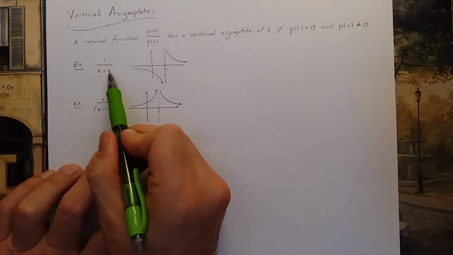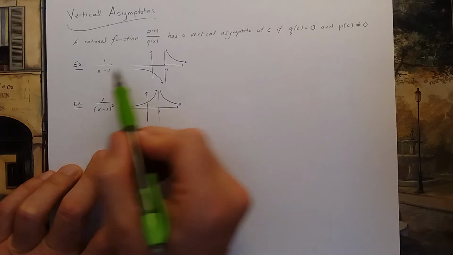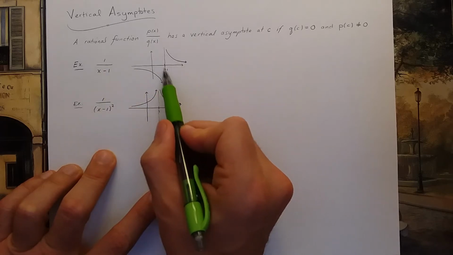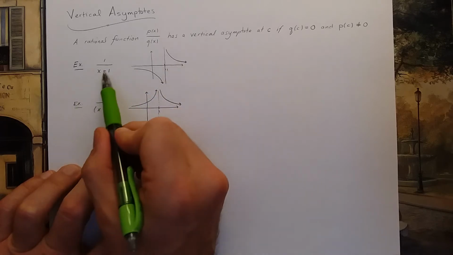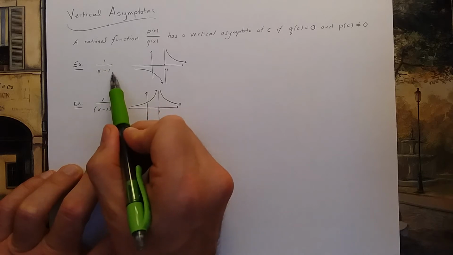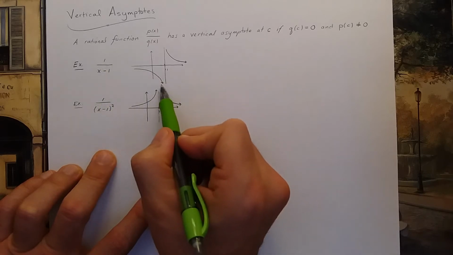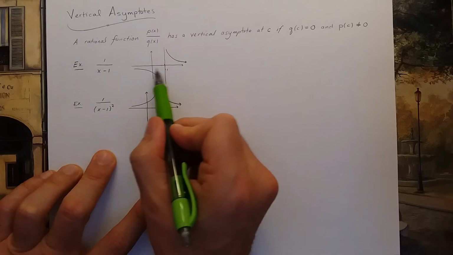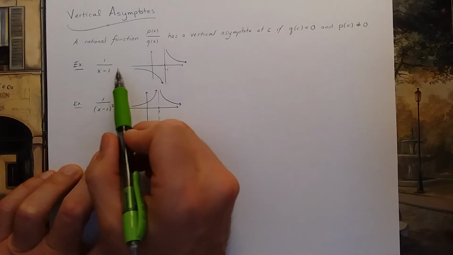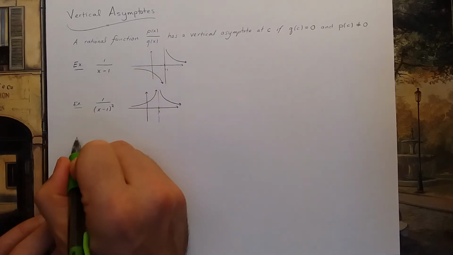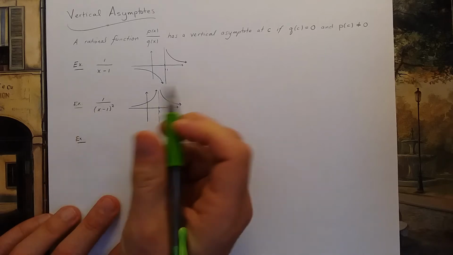If you look at our previous example, this was a little bit different because if we plugged in a number a little bit less than 1, like 0.9, then this was negative. That's why the graph went negative as you're on the left side of the asymptote. Let's do a couple more examples of vertical asymptotes of rational functions.